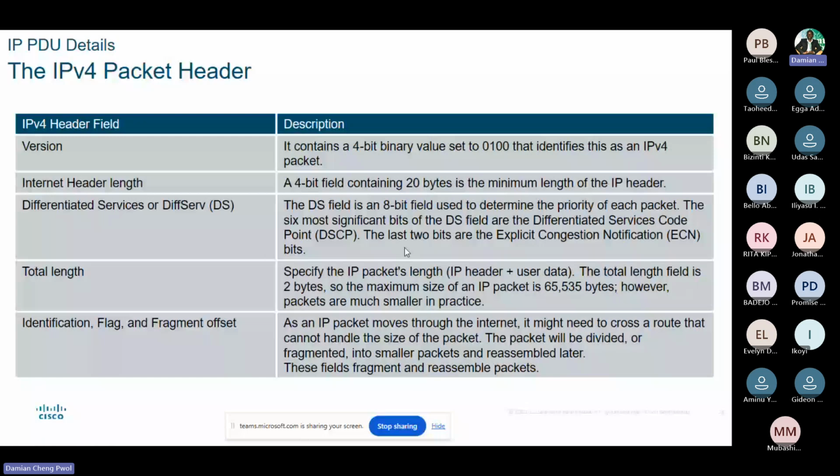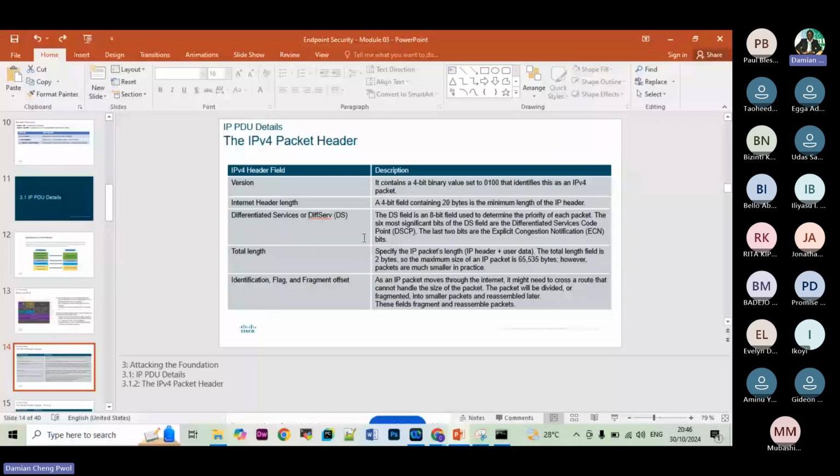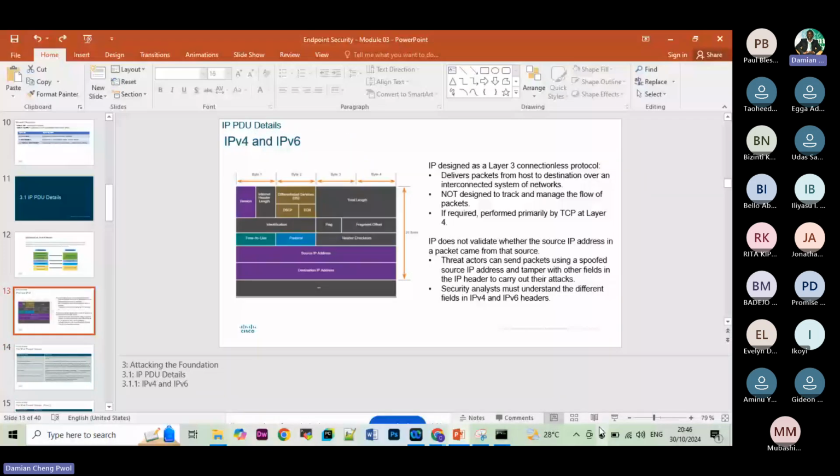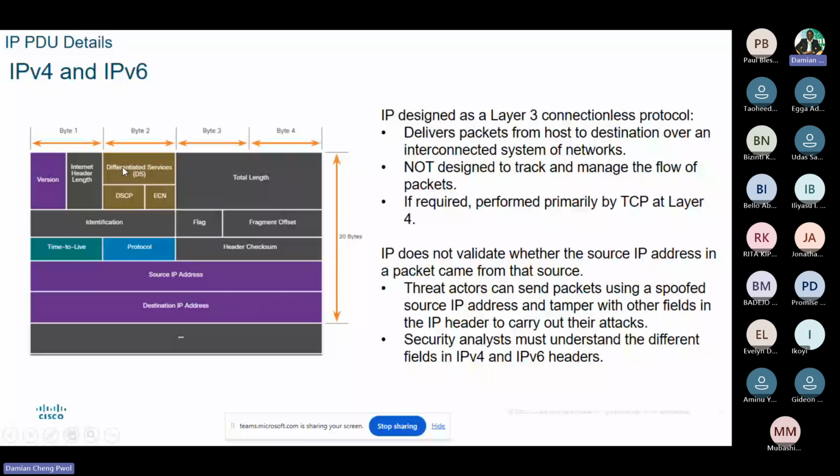The 6 most significant bits of the DS field are the differentiated services code point, DSCP. The last 2 bits are the explicit congestion notification, ECN, bits. So what they're talking about is still here, still on the header. That is this. Within the header, you have differentiated service DS. So that's the DSCP, and the ECN is just here. That is just what has been mentioned.